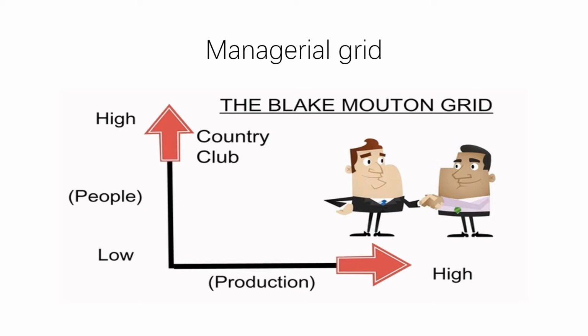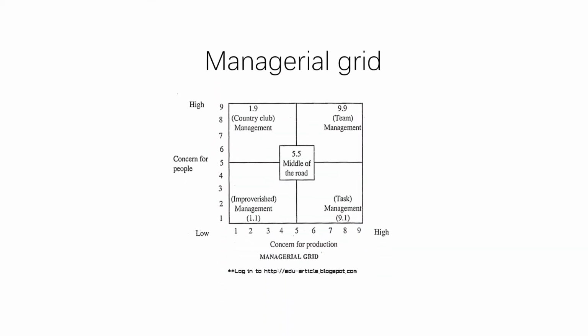It could help managers analyze their own leadership style through a technique. As shown in the figure, the managerial grid has concern for people on the vertical axis and concern for production on the horizontal axis. There are five leadership styles in the managerial grid: country club style leadership, task leadership, impoverished leadership, team leadership, and middle of the road leadership.